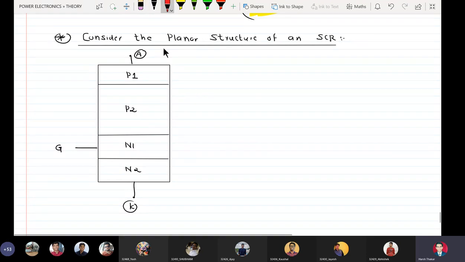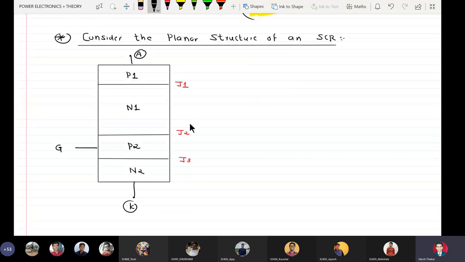Okay. Now junction J1, junction J2, junction J3. Nobody said that what I have written is wrong. P1, N1, P2, N2. So we have three PN junctions here. J1 is a junction formed between P1 and N1 layers. J2 is a junction formed between N1 and P2 layers. And J3 is a junction formed between P2 and N2 layers.